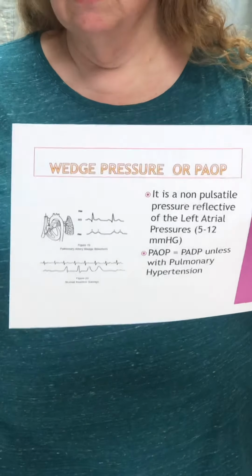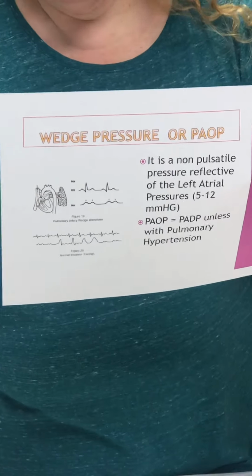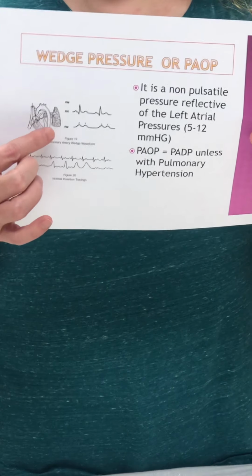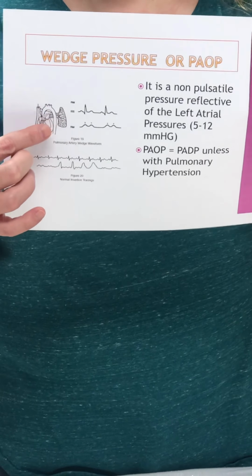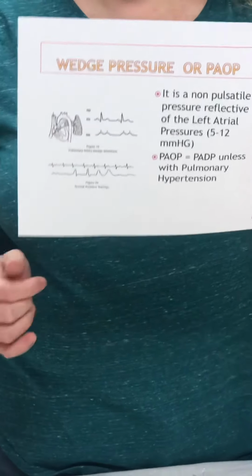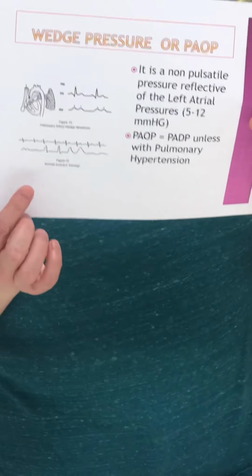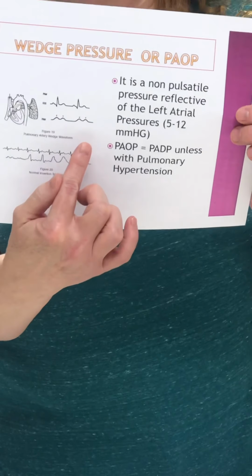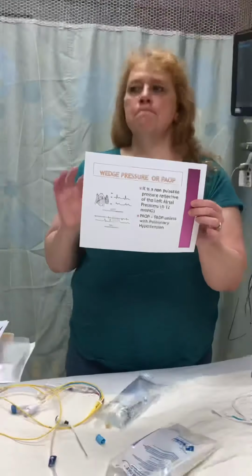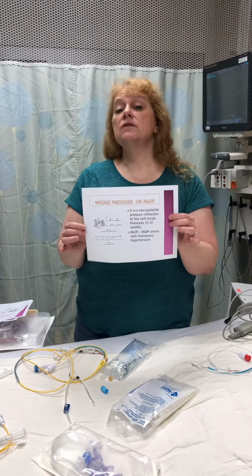So this is when it's wedged in one of those little small vessels in the pulmonary artery, and it also looks kind of similar to a CVP waveform. Look for the two little bumps. Typically, we're only going to see this when it's inserted.